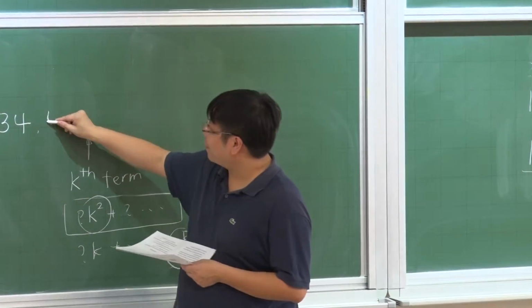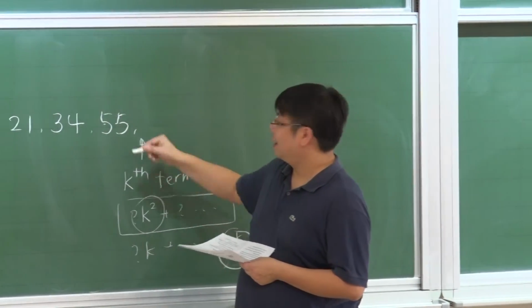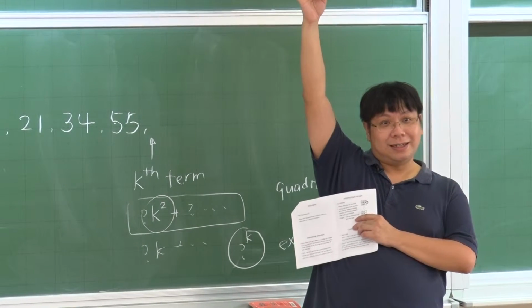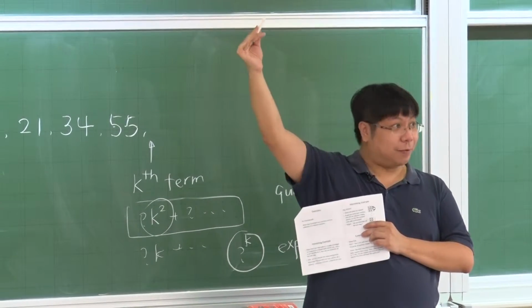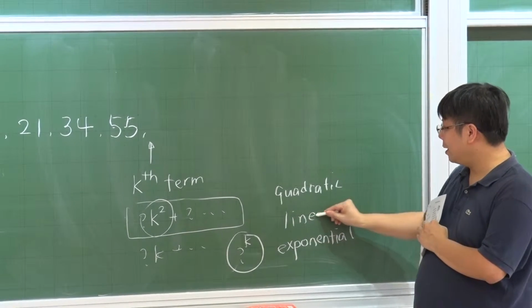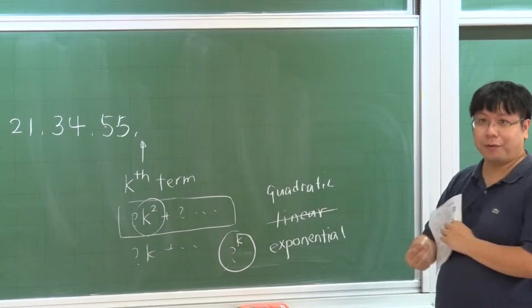So the next one is what, 55, right? What do you think? Is it growing? It's growing faster and faster, right? So it doesn't look like it is linear. So we can actually rule out linear. Linear always has similar growth each step.